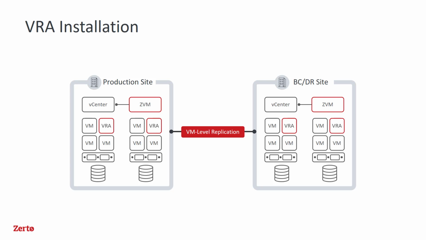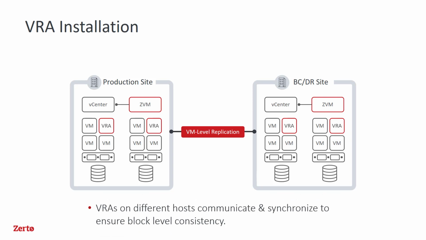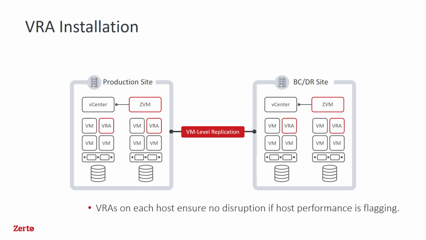Zerto recommends installing a VRA on each host in a cluster that is being protected and on each host at the recovery or peer site. VRAs on different hosts communicate between themselves, synchronizing replication to ensure block-level consistency between different VMs located on different hosts and storage arrays. If vMotioning with vSphere or doing a live migration with Hyper-V, having VRAs on every host ensures there is no disruption if one host's performance is flagging or it goes down entirely.